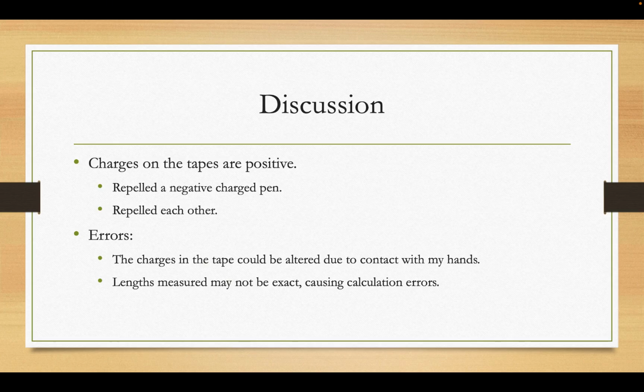There could have been some errors in this lab because we were dealing with the tapes with our hands. Even though we tried to maintain minimal contact with the tape, there is still a possibility that some of the charge was transferred to our hands, which altered how charged these tapes were. And the lengths measured in this experiment, such as the width and length of the tape and the mass, could be a little inexact because they could be prone to human error.